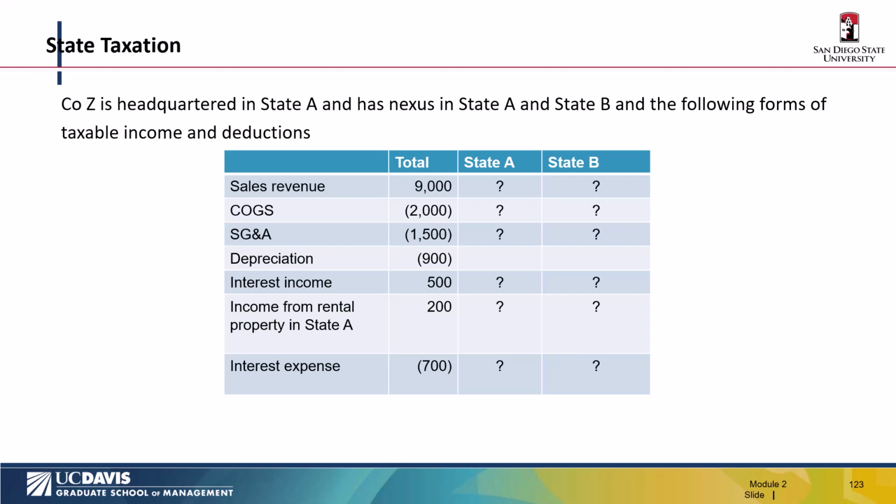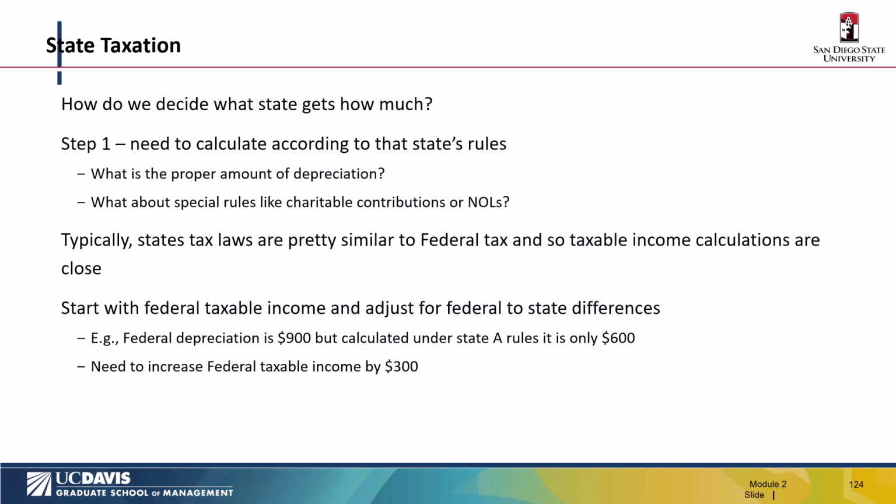And we're back to kind of this question. Okay, so now that I've established that I have nexus in State A and B, I have that minimum connection, how am I going to split this income up? Who gets what share? Well, step one is we need to recalculate, if you will, income in accordance with that state's rules. So what is the proper amount of depreciation, right? So what if the state doesn't follow the federal depreciation rules? What if they don't allow bonus depreciation, or they don't allow Section 179 depreciation? And what about special rules like charitable contributions or NOLs?